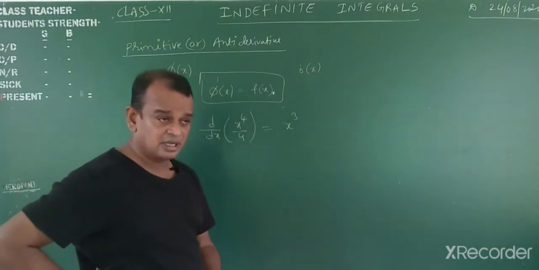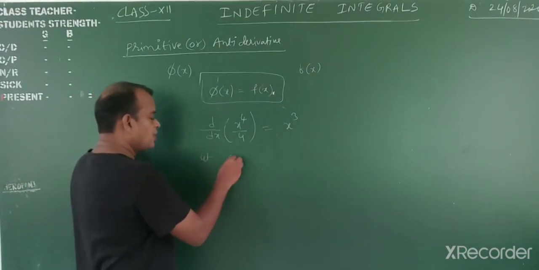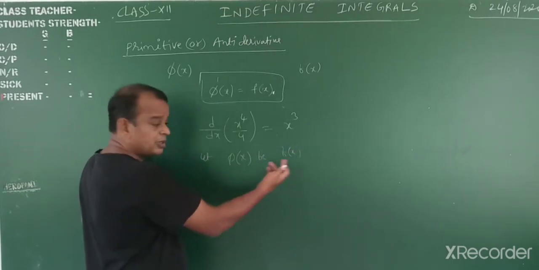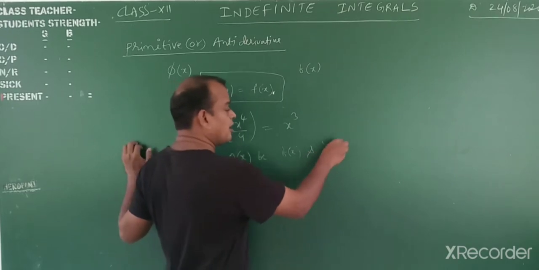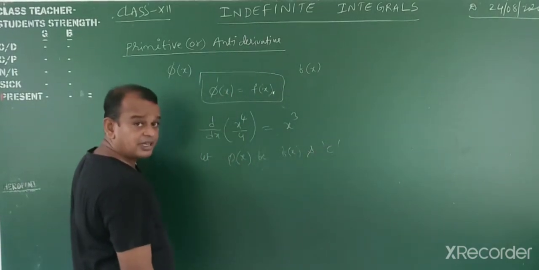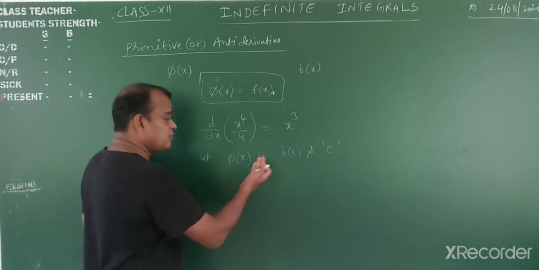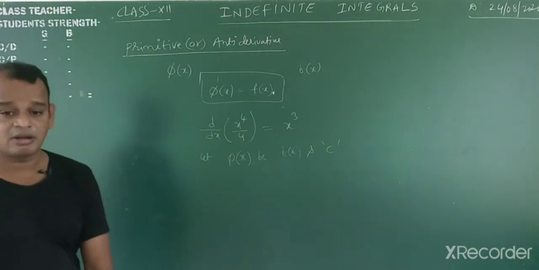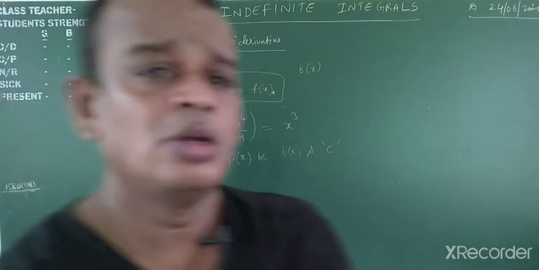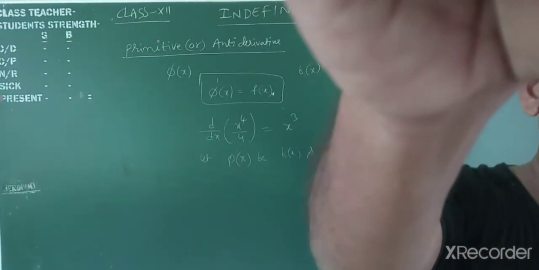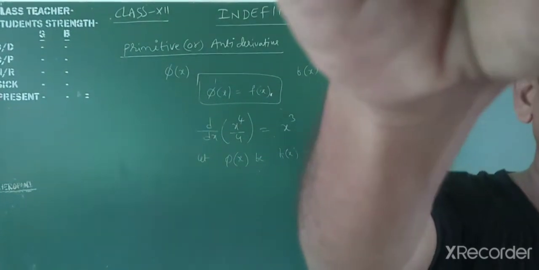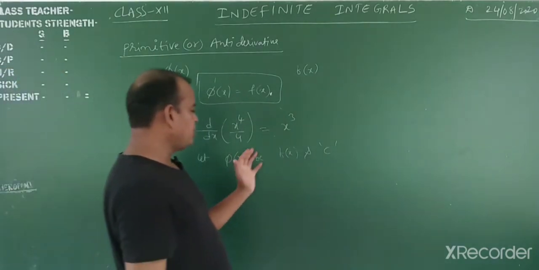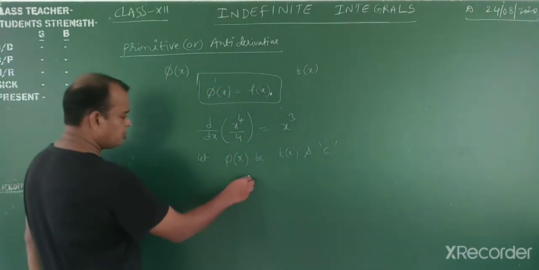Now, let phi of x be a primitive of f of x, and c be any arbitrary constant. Since phi of x is a primitive of f of x, we take phi of x plus c.